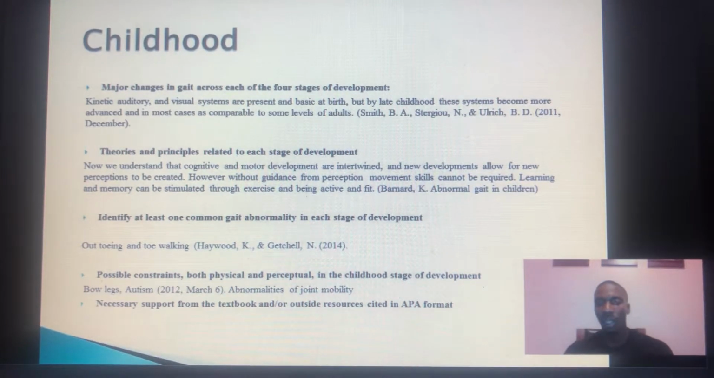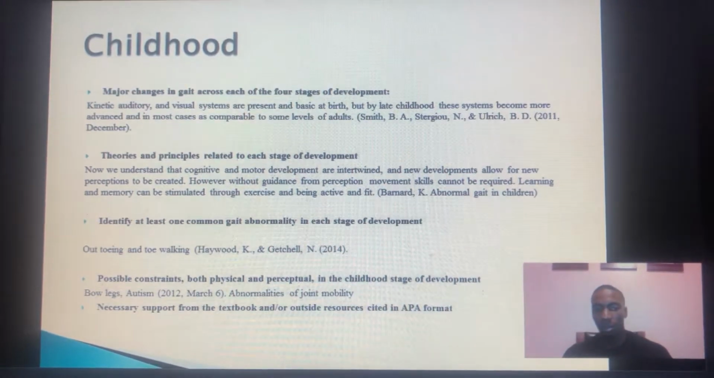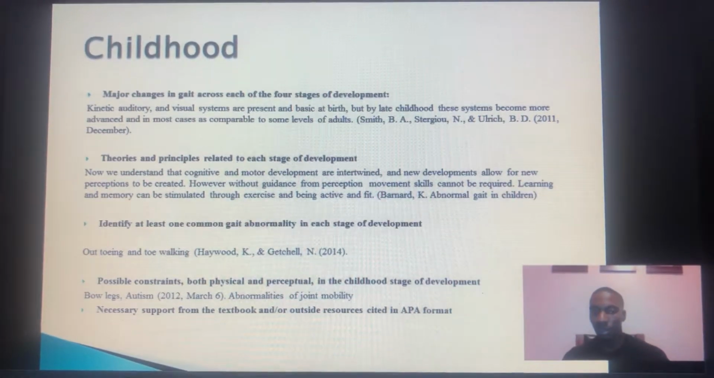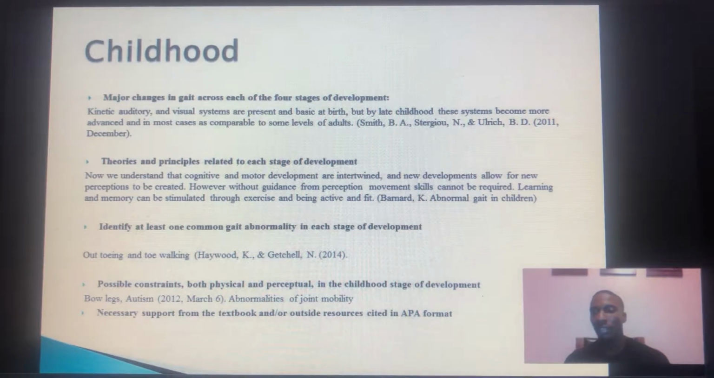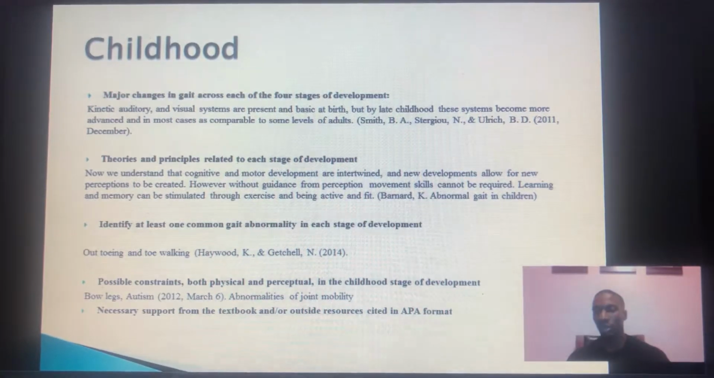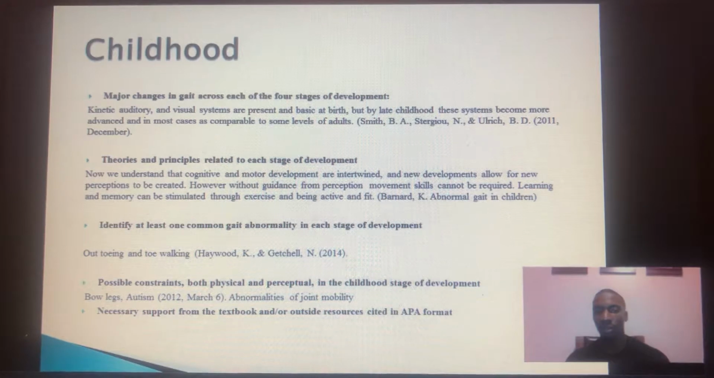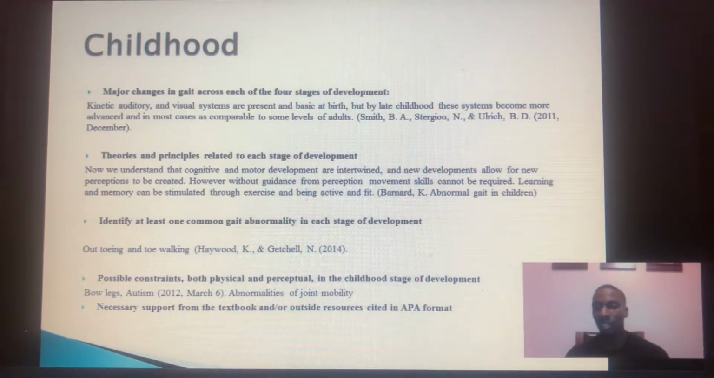Identify at least one common gait abnormality in each stage of the development. There will be out-toeing and toe walking, according to Hayward and Getchell. Possible constraints, both physical and perceptual, would be bow legs. So if your child has that bow-legged where your toes go inward, then that could be part of the toe walking issue, as well as autism, because of them not being able to balance properly.